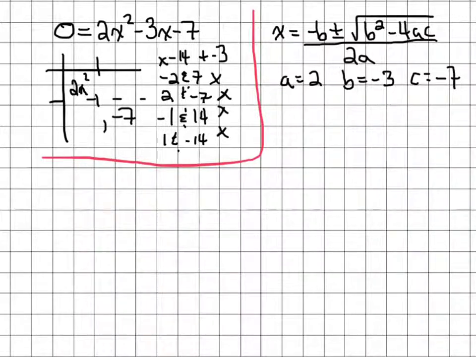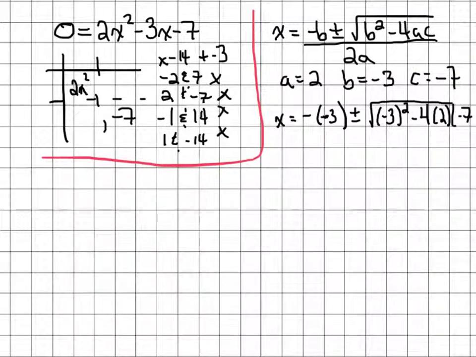Alrighty. So I have x is equal to minus b, which is minus negative 3. Plus or minus the square root of b squared, which is negative 3 all squared, minus 4 times 2 times negative 7. And that has to extend across, all divided by 2 times 2.